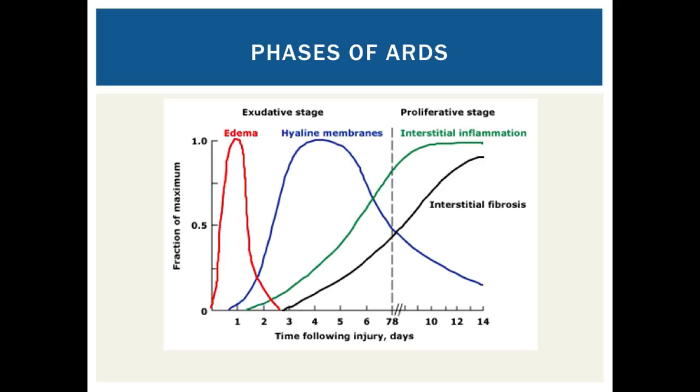This is another diagram here that gives you an idea of the phases and the chronicity of the phases. You can see here in this exudative phase that we've talked about, you have edema and hyaline membranization occurring in the first week or so, and then after that first 7 to 10 days, you start to see it transition to the proliferative phase where you actually start to get chronic inflammation and the fibrosis that we discussed earlier.